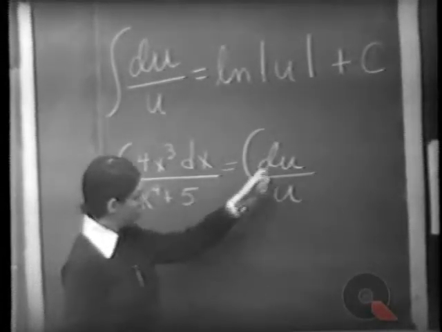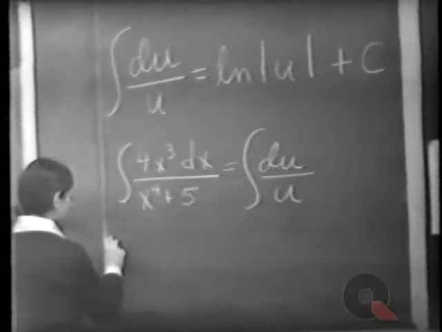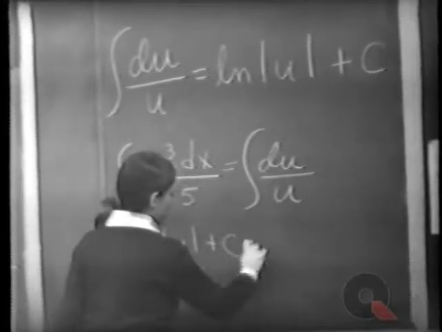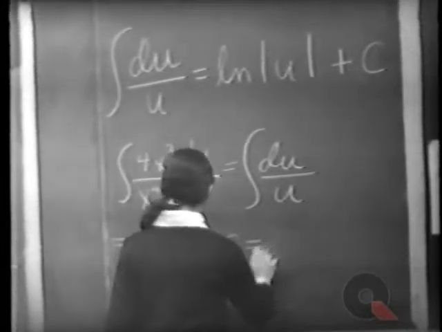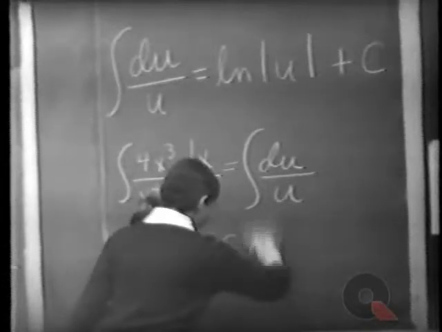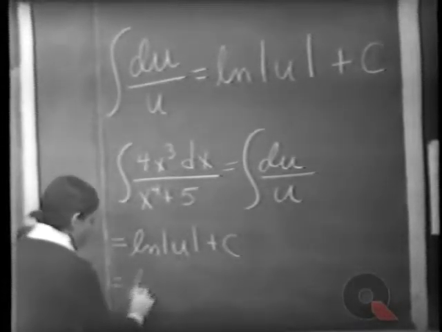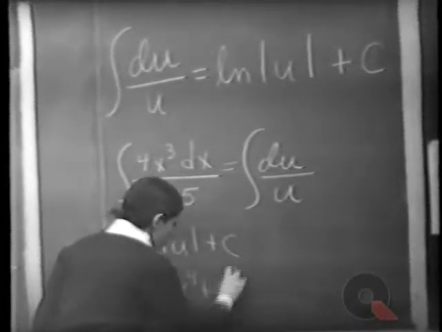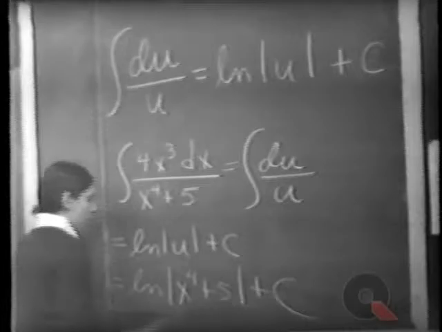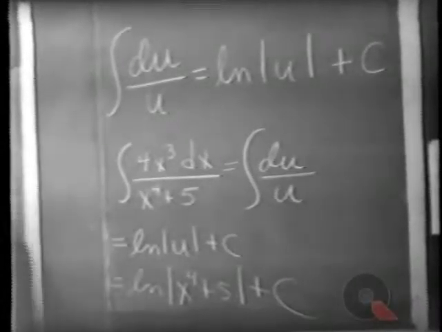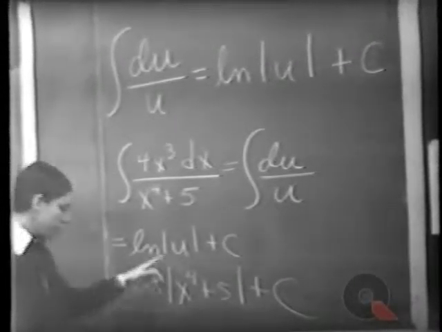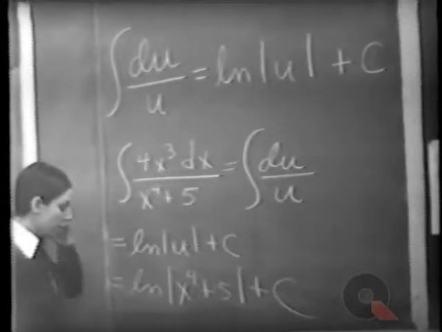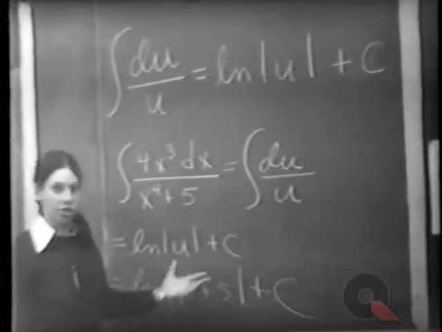Well, if we want to integrate du over u, the formula tells us we should get the natural log of the absolute value of u plus c, or the natural log of the absolute value of x to the 4th plus 5 plus c, because u is equal to x to the 4th plus 5 in this problem. In this particular problem, we really don't need the absolute value, since x to the 4th plus 5 could never be negative anyway. And the absolute value of a positive number is just the number itself.